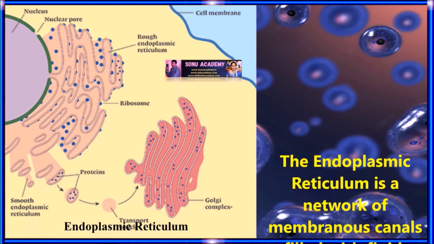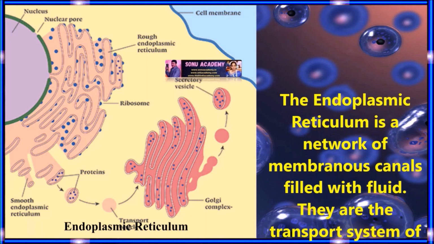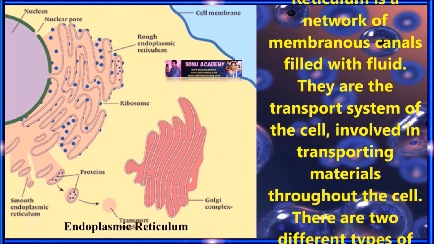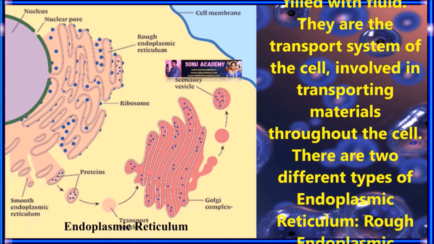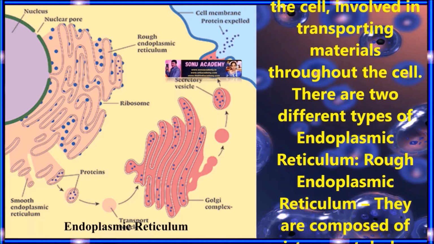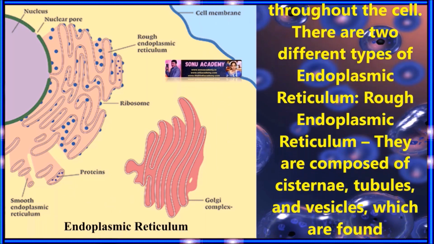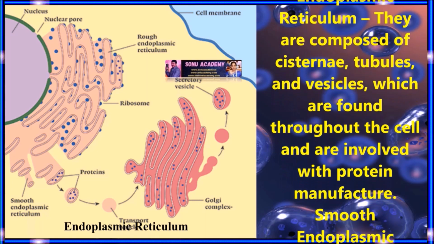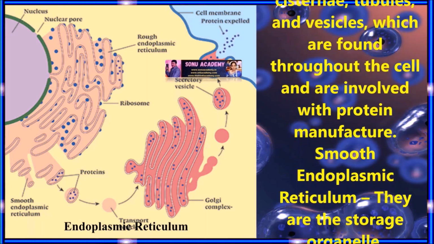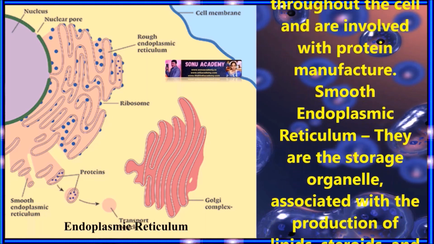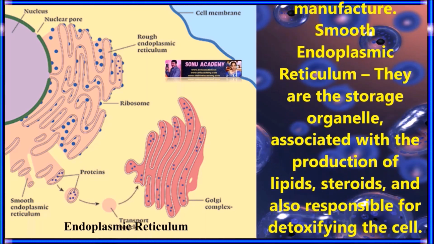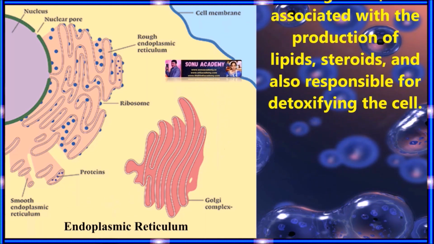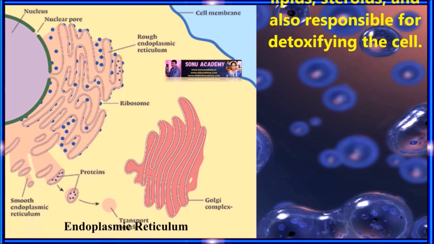Now let us discuss the endoplasmic reticulum. The endoplasmic reticulum is a network of membranous canals filled with fluid. It is the main transport system of the cell, involved in transporting material throughout the cell. There are two types of endoplasmic reticulum. The rough endoplasmic reticulum is composed of cisternae, tubules and vesicles which are found throughout the cells and are involved with protein manufacture. Smooth endoplasmic reticulum consists of shorter organelles associated with the production of lipids, steroids, and is also responsible for detoxifying the cells.